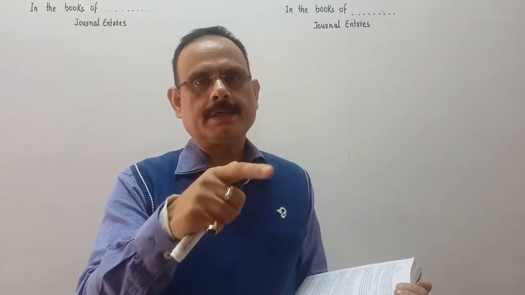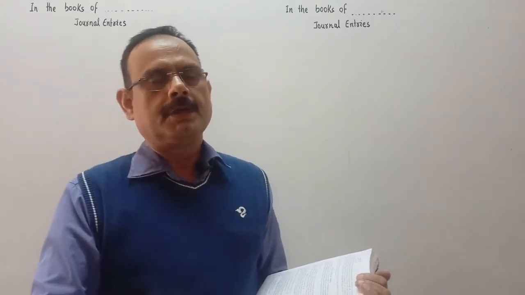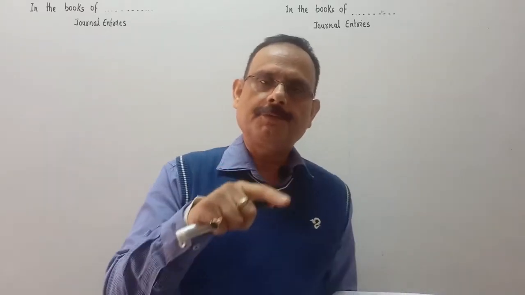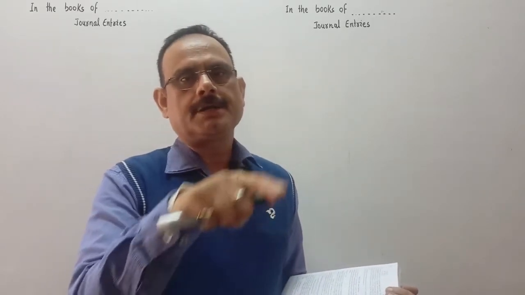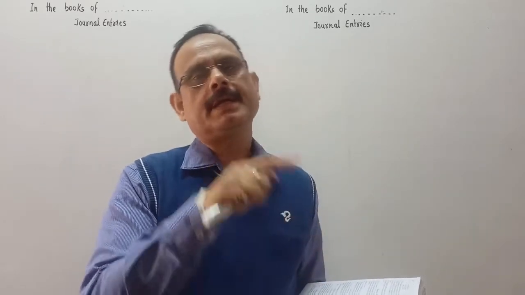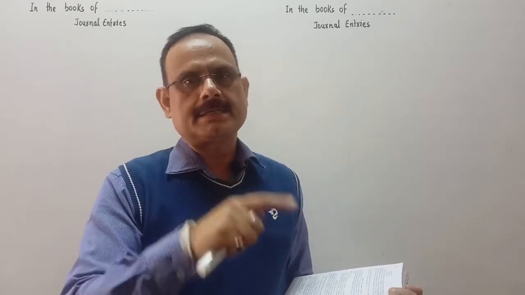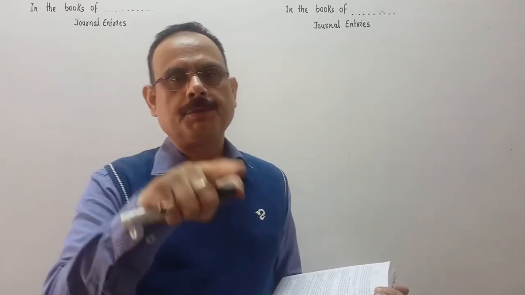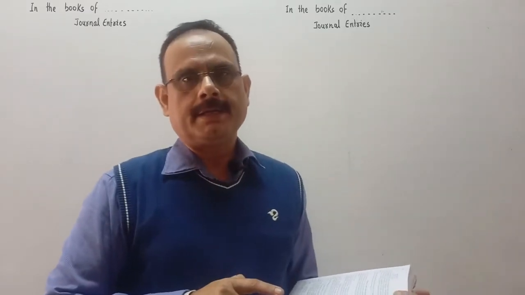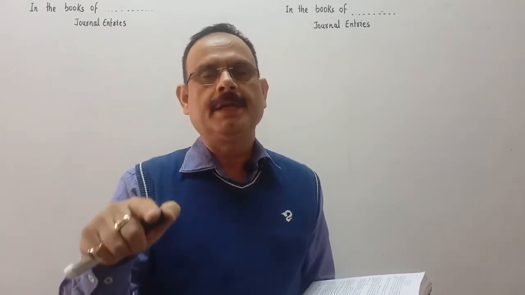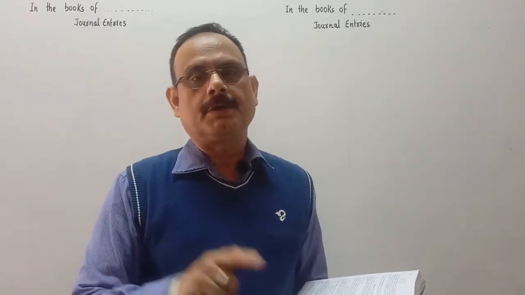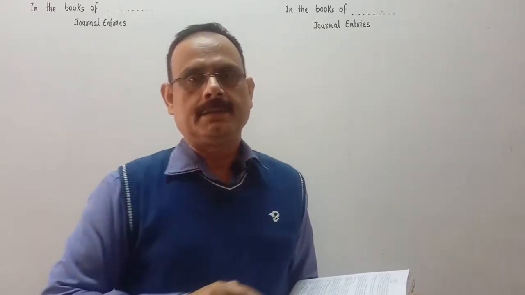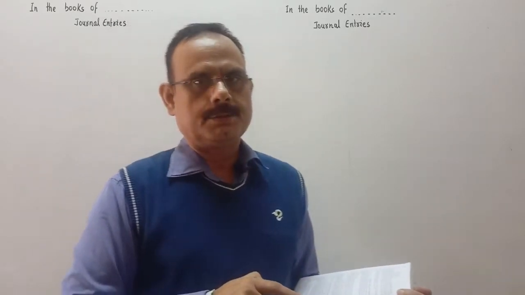So we will calculate the rebate on the basis of how many days or months early the drawee has paid the bill to the drawer. Suppose the rebate is 10% per annum and the drawee has paid the amount 1 month before the due date, then we will calculate the amount of the bill into 10 upon 100, that is the rate of rebate, into 1 upon 12, because it is paid 1 month early. So the rebate will be calculated. Now see one question based on rebate.